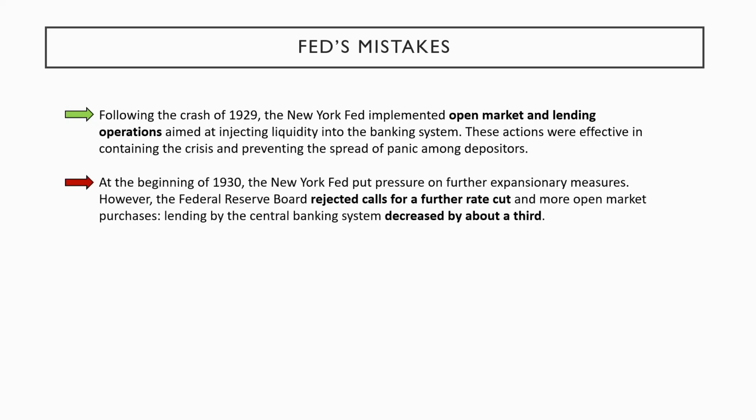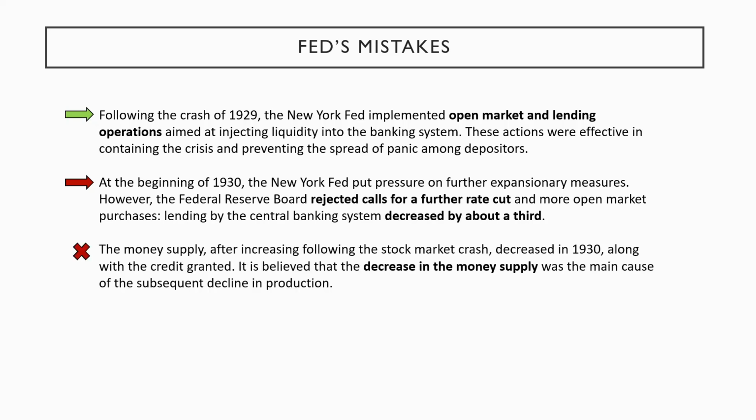At the beginning of 1930, the New York Fed put pressure on further expansionary measures. However, the Federal Reserve Board rejected calls for a further rate cut and more open market purchases. Thus, in the first half of 1930, lending by the central banking system decreased by about a third. The money supply, after increasing following the stock market crash, decreased in 1930 along with the credit granted. It is believed that the decrease in the money supply was the main cause of the subsequent decline in production.